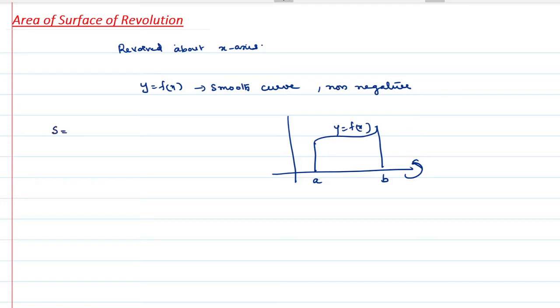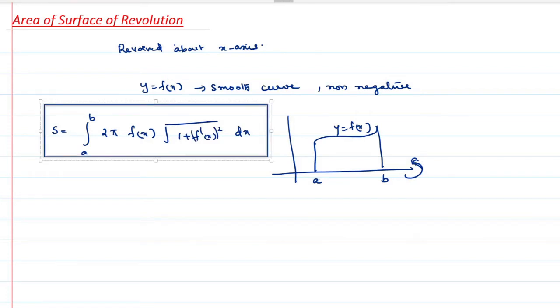It is given by S is equal to integral from a to b, since it is revolved about the x-axis, 2 pi f of x into root of 1 plus f dash x square dx. Right? This radical sign is what we used when we did the arc length problem. Right? Now comes the second problem.